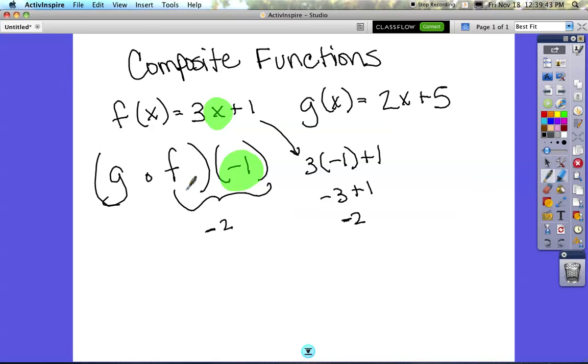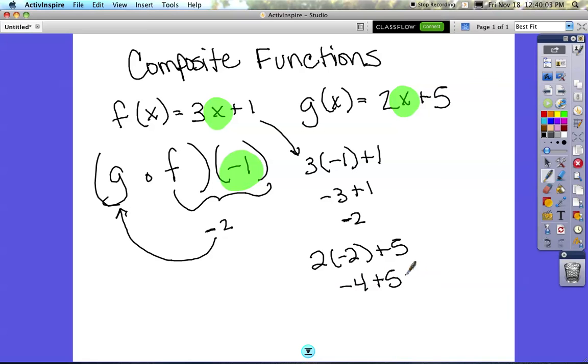Okay, so now I've got f of -1 is -2. That's going to go into the g right here. So 2 times -2 plus 5. What's 2 times -2? -4. Plus 5 is 1. Now, I need questions. I need to know what you're thinking, what you don't understand.